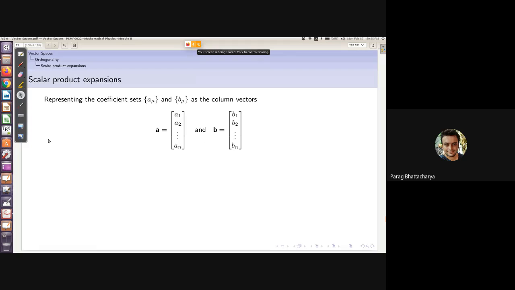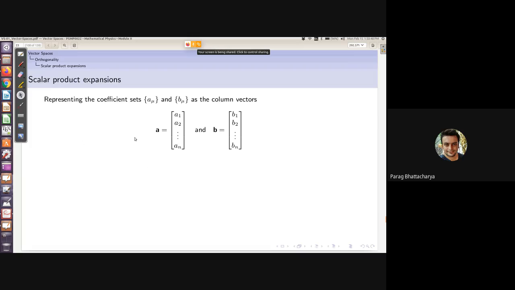Okay, so now let's represent these members as column vectors. But before that, let me do a problem. Yeah, let's do a problem a little bit later. First, I'd like to show the column vector representation.